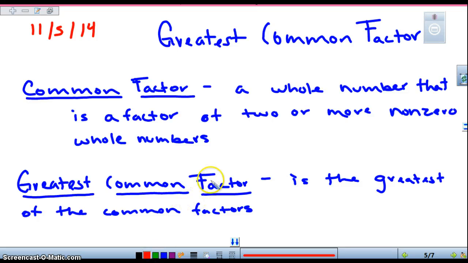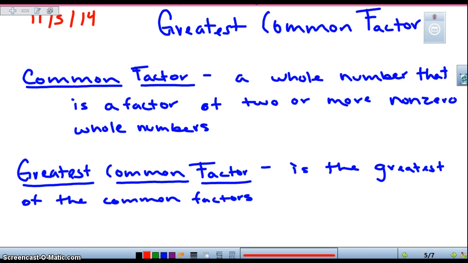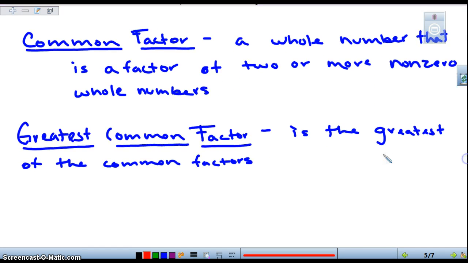Today we're talking about the greatest common factor. A common factor is a whole number that is a factor of two or more non-zero whole numbers. The greatest common factor is the greatest of the common factors. Greatest meaning the biggest or the largest, right?